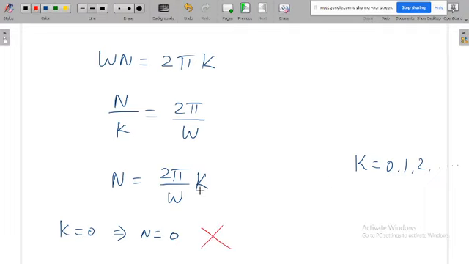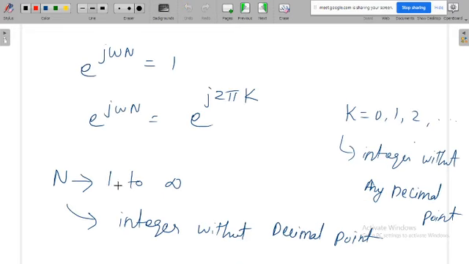So when k is 0, n is 0, that is not a valid one, because time period cannot be 0. It should be at least a positive value, at least 1, or 2, 3, 4, anything. But 0 is not allowed, because here I told you n can vary from 1 to infinite, 1, 2, 3, 4, like that.